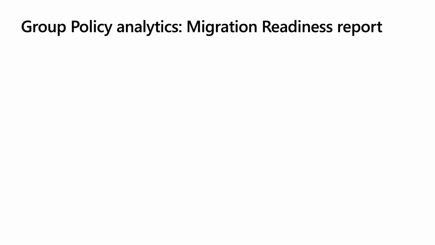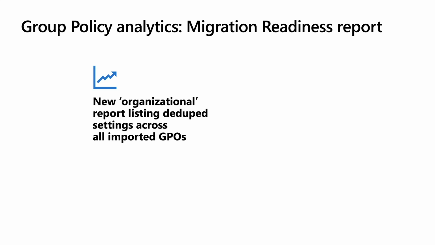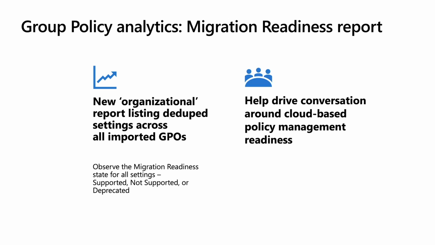Most recently, we added a migration readiness report to Group Policy Analytics. This is a new organizational report listing deduped settings across all your imported group policy objects. As mentioned earlier, you can import group policy objects using Group Policy Analytics. Observe the migration readiness state for all settings, supported, not supported, or deprecated, and eventually help drive the conversation around cloud-based policy management readiness by taking a look at the data for your group policy at a settings-by-settings level. Let's take a look.